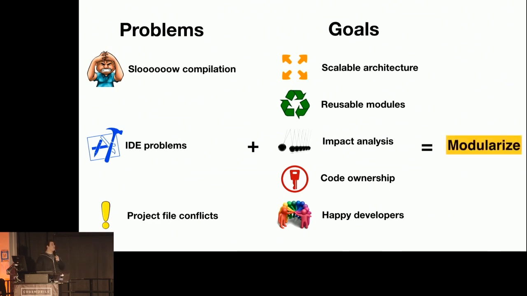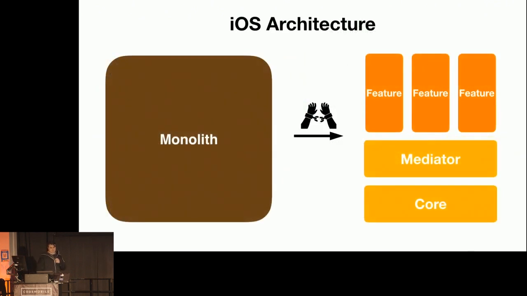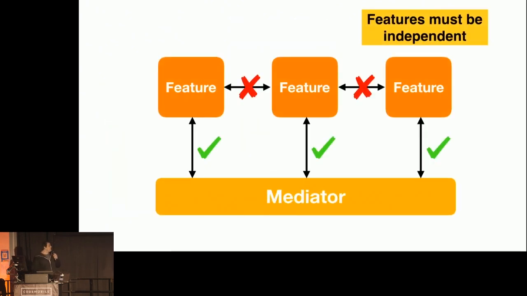And the answer is modularization of our project, and it looks like this. It's feature, modules, mediator, and core layers. And we just split our monolith into these layers. The main rule to receive the benefit from parallel compilation is that features shouldn't depend on each other. And the mediator should be lightweight and compile fast.